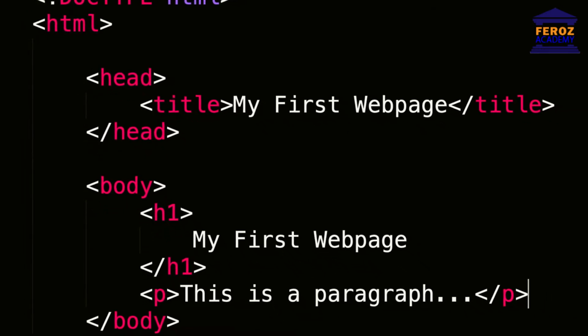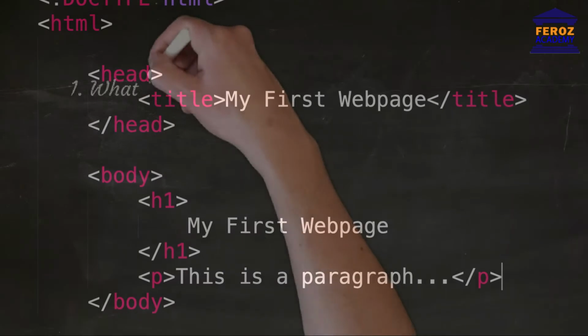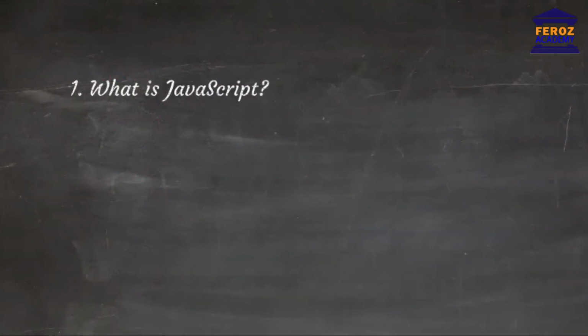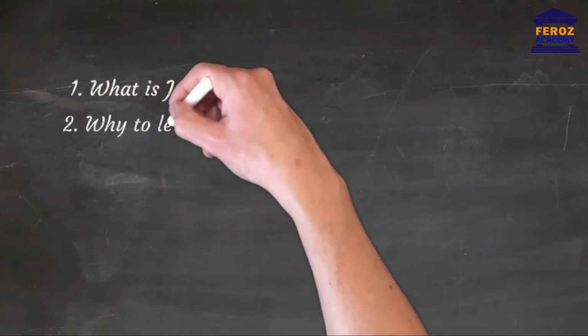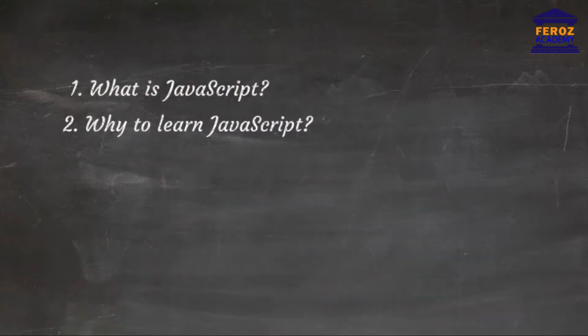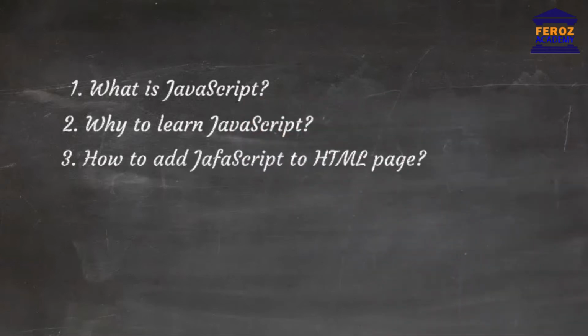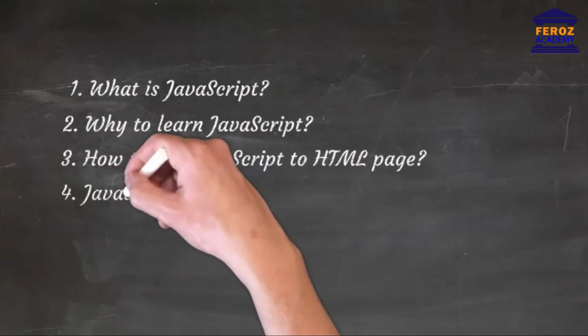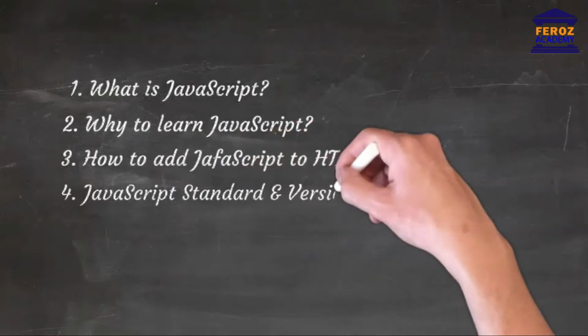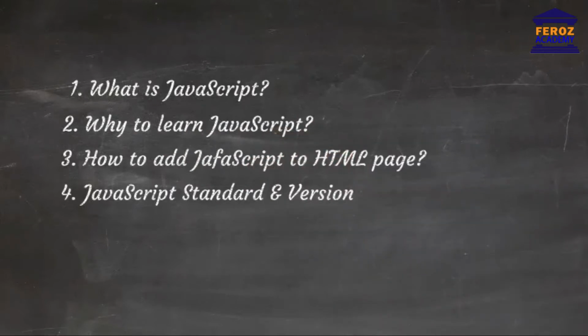So without any further ado, let's look at the list of the topics that we are going to cover in this tutorial. 1. What is JavaScript? 2. Why to learn JavaScript? 3. How to add JavaScript to HTML page. 4. JavaScript version and standard. Let's start with the first question first.